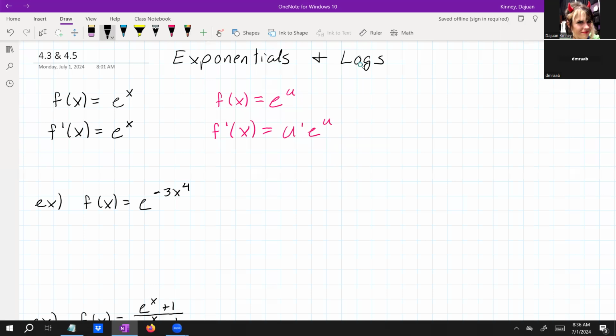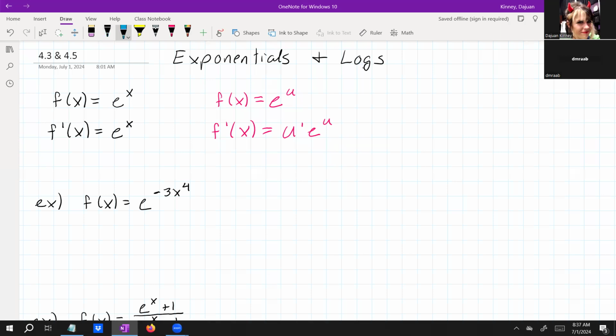If you have a function instead of just an x up there, so if you have e to the u, where you use another function, it's the chain rule. So you take the derivative of u times e to the u. So a couple examples. Let's find the derivative.